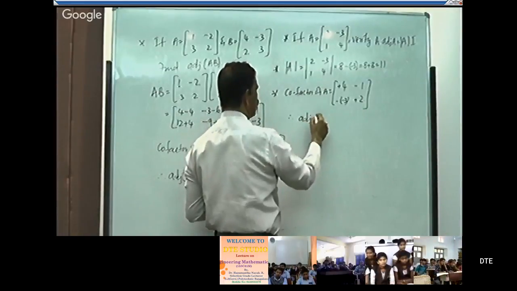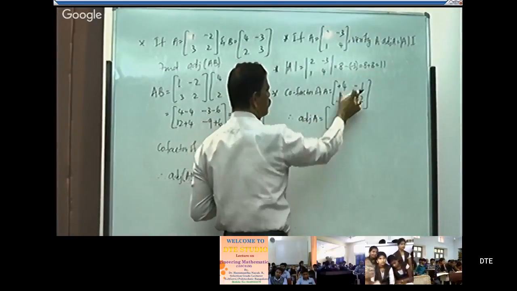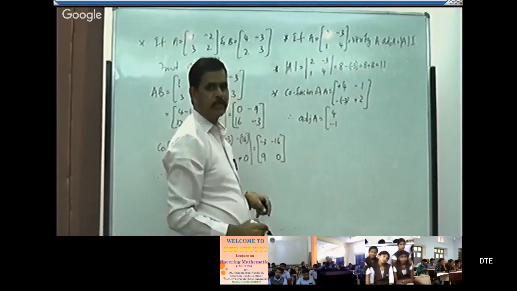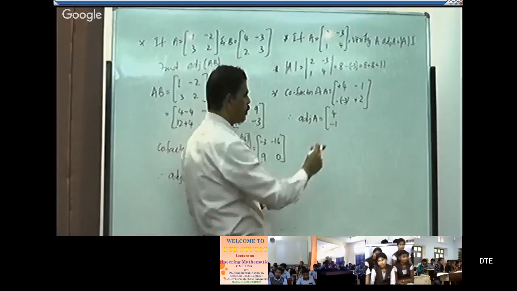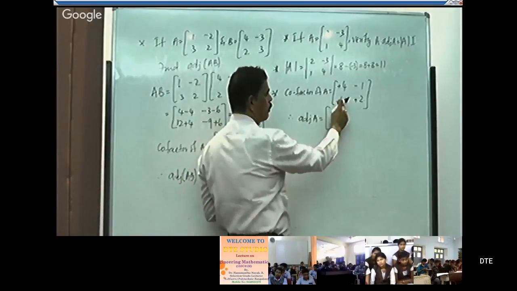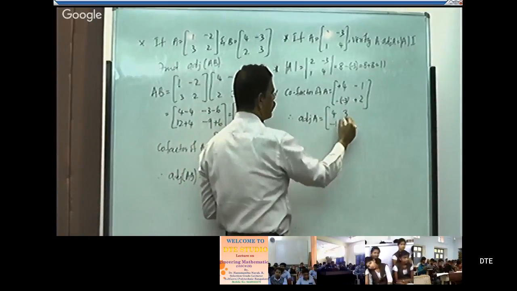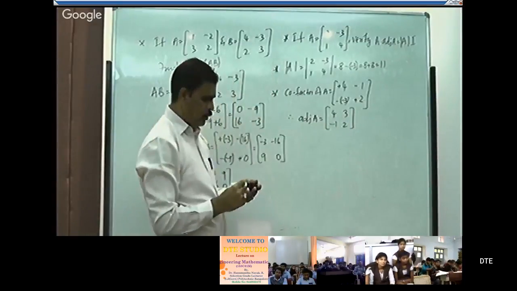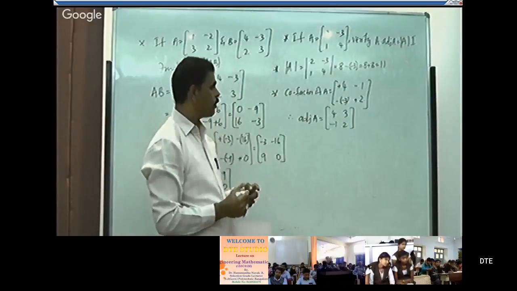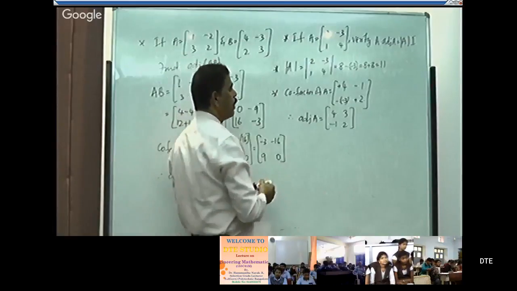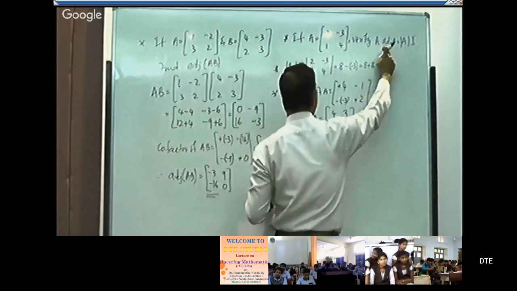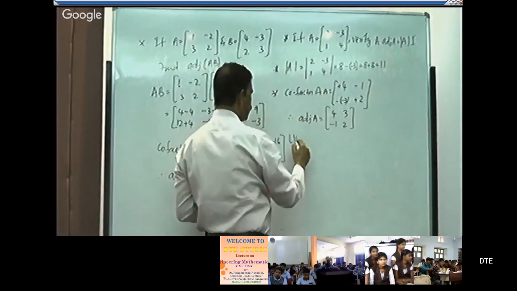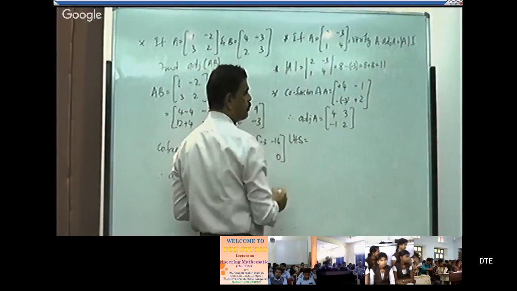Therefore, adjoint A is what? Make the transpose. 4 minus 1. First row is made as first column. Second row is what? Minus of -3 plus 3, 2. This become second column. I got both determinant of A and adjoint of A. Now find out the values of left hand side equation and right hand side equation. I will calculate left hand side first.